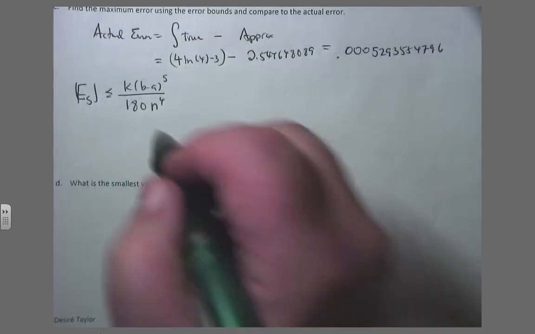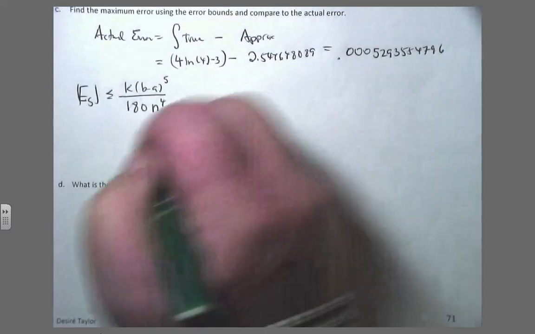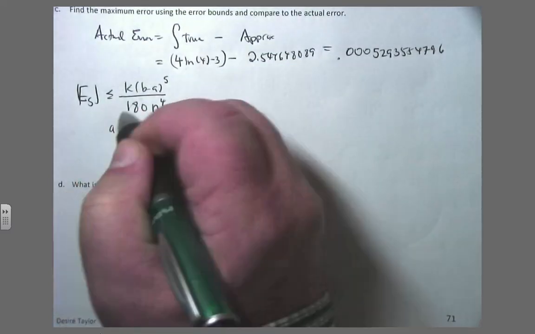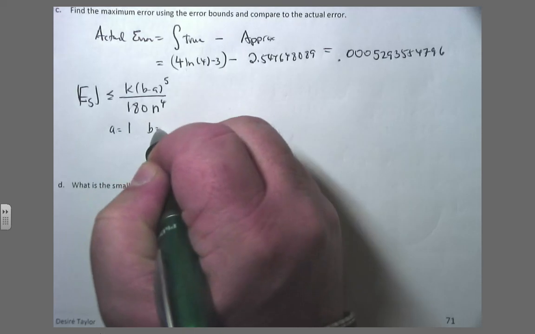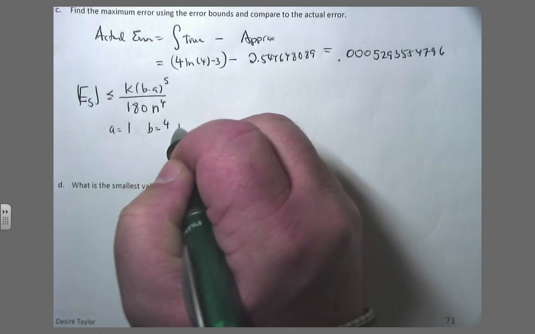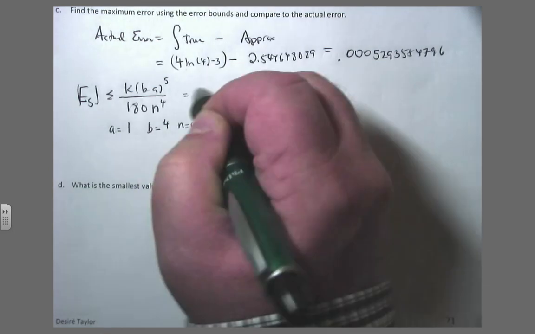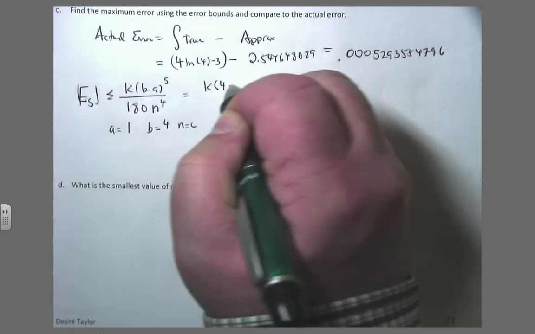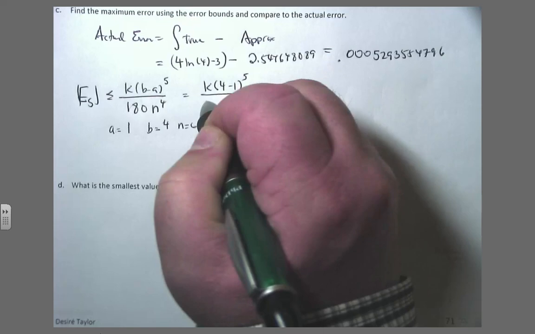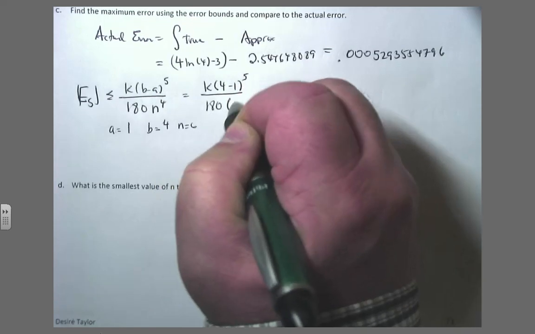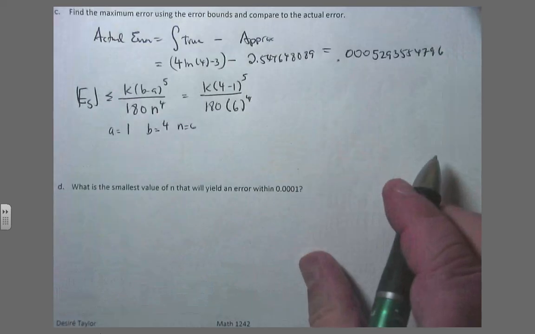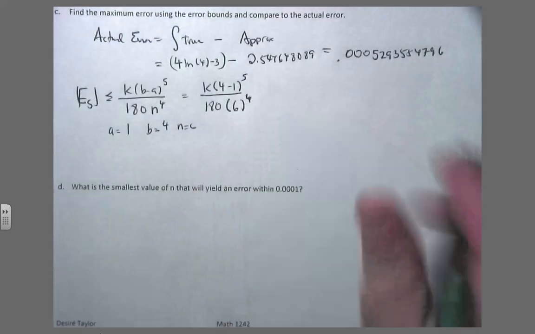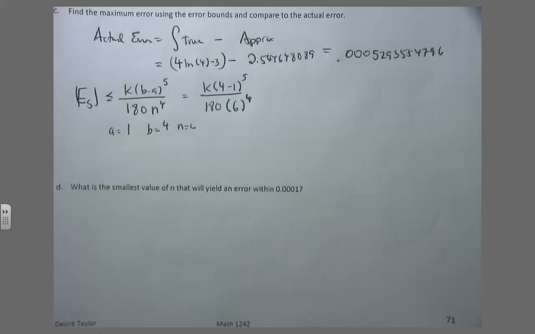In this problem, A was equal to what? What was A? What was my lower bound? 1. What was B equal to? 4. And N was equal to 6. So this would be equal to K times (4 minus 1) to the 5th over 180 times 6 to the 4th power. Does that make sense? Questions? I've got to find what K is.